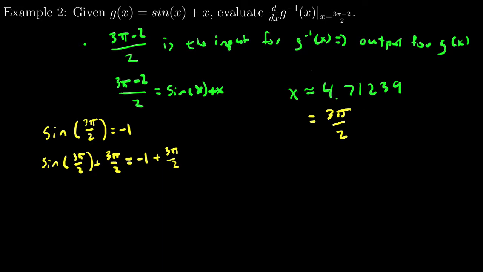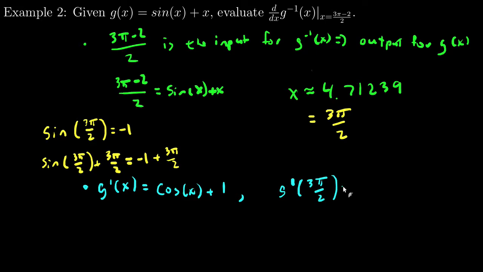Now, what do we do? Okay, so we have our x value. Second thing we do is find the derivative, so g prime of x is going to be cosine of x plus 1. And so I'll evaluate not the inverse, the derivative of my input for g, which is going to be 3 pi over 2. And again, numerically, I could use that if I have the calculator. And so that's going to be the cosine of 3 pi over 2 plus 1, which is also equal to 1.